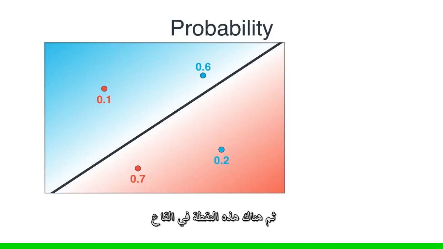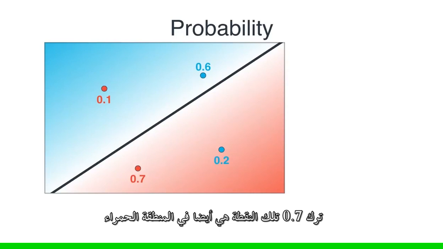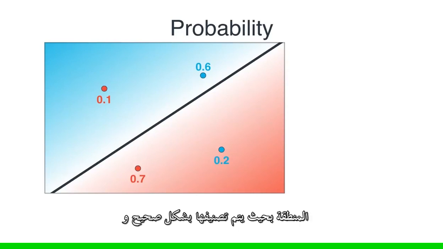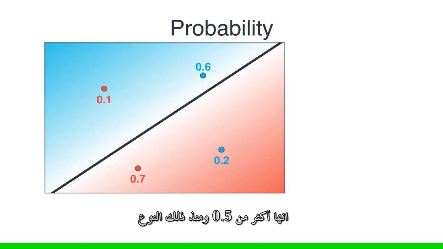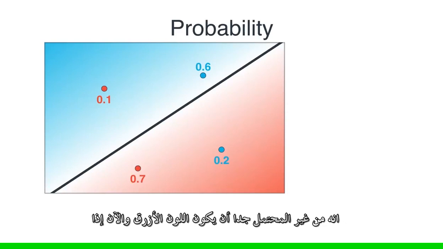Then there's this point in the bottom left, 0.7. Well, that point is also in the red area, so it's correctly classified, and the probability of being red is more than 0.5. And since it's well into the red area, let's just say 0.7. And then at the bottom right, we got the 0.2 point, because it is a blue point living in a red area, so it's very unlikely to be blue.